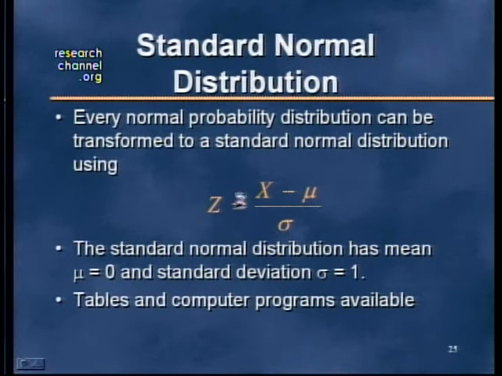So let's think about what this does. A Z actually takes whatever random variable we're interested in, shifts it in location by subtracting the mean, and then rescales it by dividing by the standard deviation. So the properties of Z are that it has a mean equal to 0 and a standard deviation equal to 1.